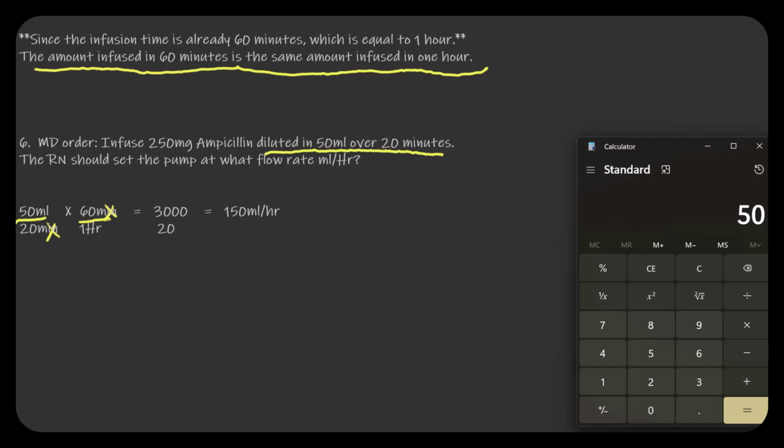We multiply across. 50 times 60 gives us 3,000. We divide that by 20, which gives us our answer of 150 mLs per hour for our answer.